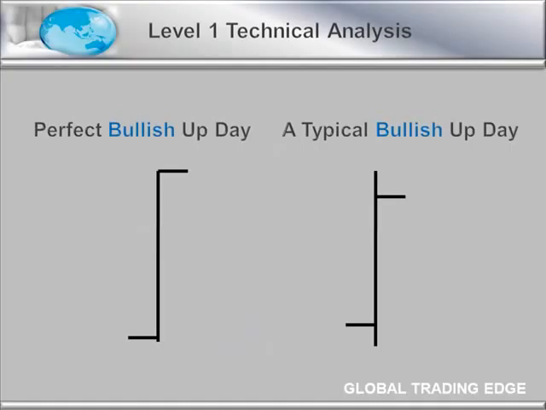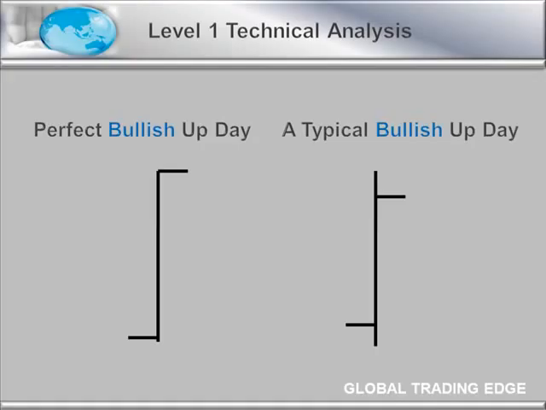Let's understand the bars themselves. If you look at the one on the left, we've got what we call the perfect bullish up day. Now what we mean by that is you can see that it's opened near its low for the day and it's closed near its high for the day. That's classed as the perfect bullish up day. If we look at the one on the right, we have what's called a typical bullish up day. And what we mean by that is if you were to break the high and the low, that's the longer line up and down, the vertical bar, into thirds, then you would see that in the top third, that's where the share closed. In the bottom third, that's where it's opened.